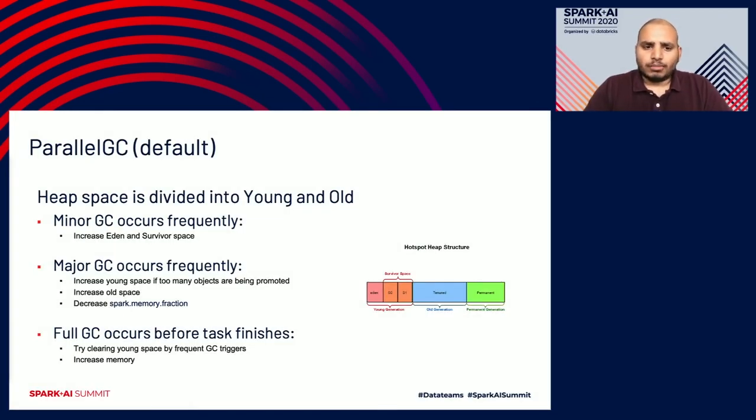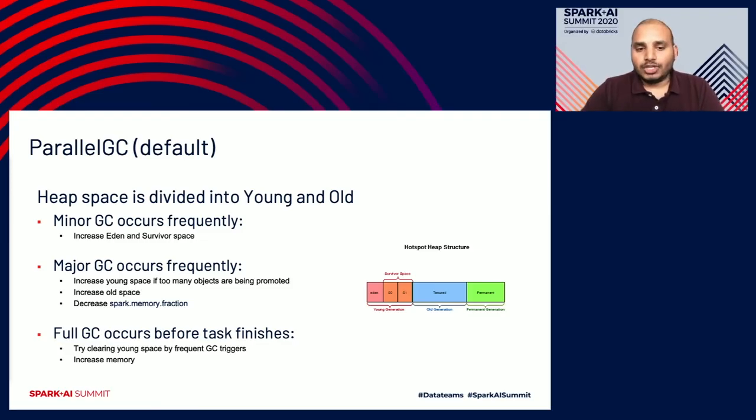So here we're going to talk about ParallelGC, which is the default garbage collector for Spark. As many of you probably know, the heap is divided into young and old generations. Let's briefly go over some of the things we can do if we were to face issues. If you're noticing frequent minor garbage collection, we recommend increasing Eden and survivor space.